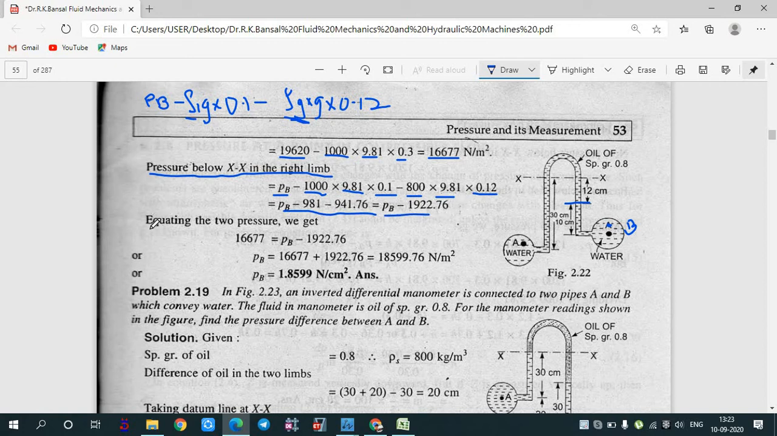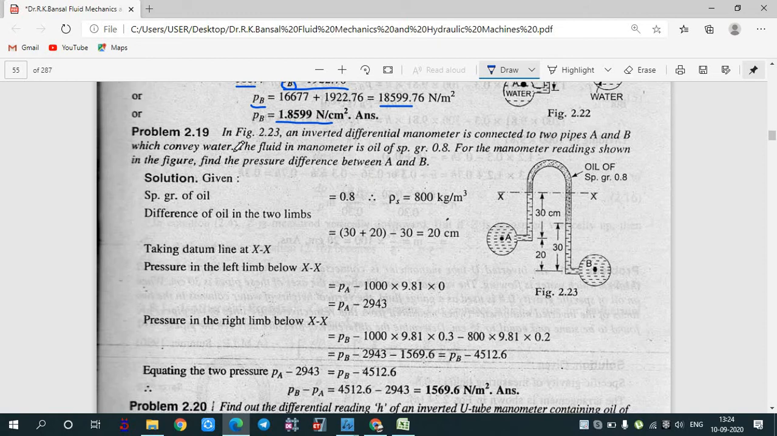After that we will equate the two pressures. The pressure in the left limb was 16677, and in the right limb was PB minus 1922.76. So this is in the left limb, this is in the right limb. So we need to calculate PB. After equating this equation, we get the value of PB, which comes out to be 18599.76 Newton per meter square. In order to convert it into centimeter square, we need to divide it by 10 to the power 4. That will give you the value of 1.8599 Newton per centimeter square.